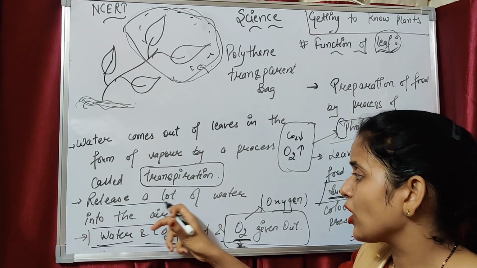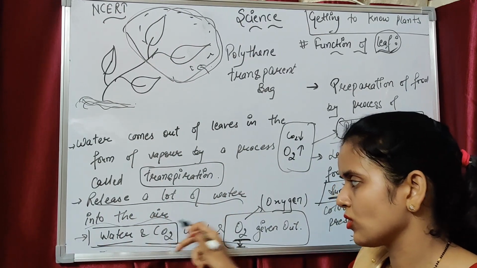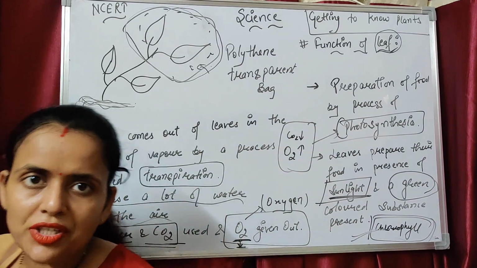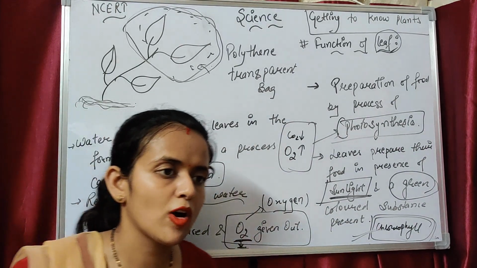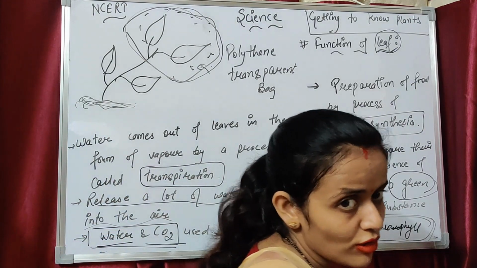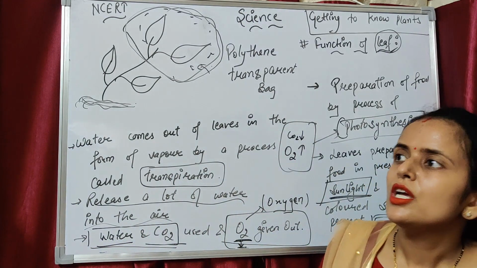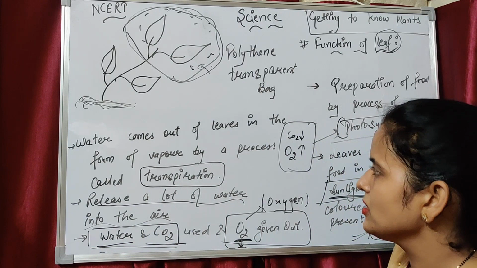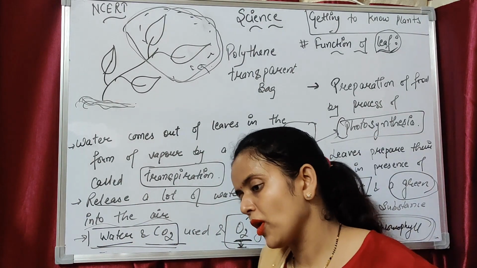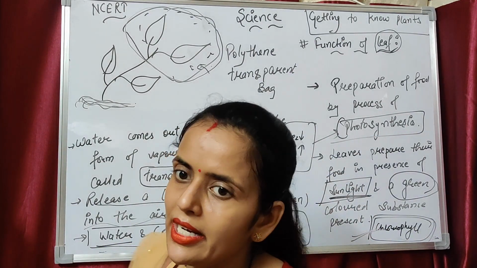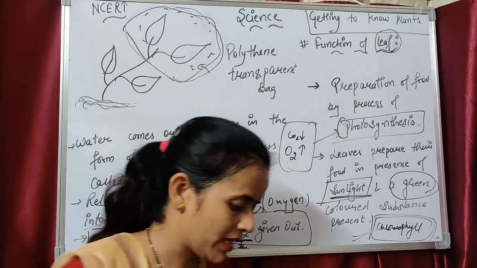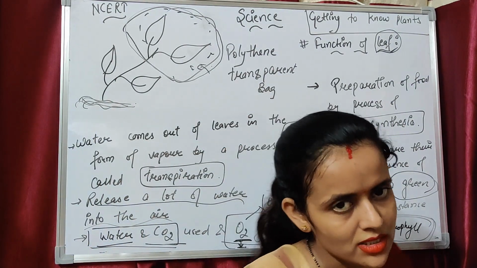They release a lot of water into the air also. So while there is no poly bag on the plants, they are open, so they release a lot of water into our environment, so that humidity will continue and make an equal balance. So plants play a very important role in maintaining the balance of our environment.